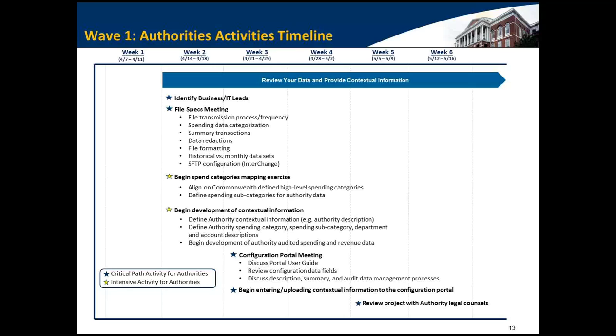You see the two yellow stars there, which are beginning to develop contextual information and starting your category mapping. These are things you should really start right away, so that as we work through issues, we have time to discuss them, address them, and help you through the process. Next week, we're going to have a more detailed walkthrough of the configuration portal than the demo during the kickoff. That meeting will give you a very detailed walkthrough of each field that you can adjust through the configuration portal.